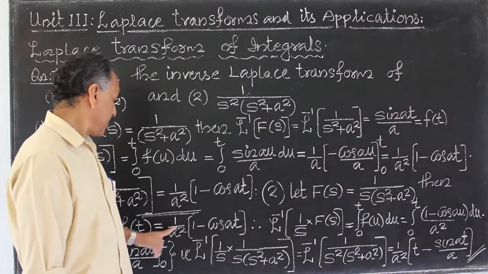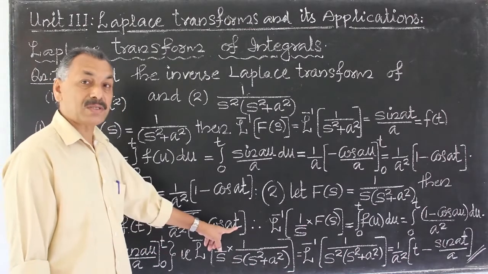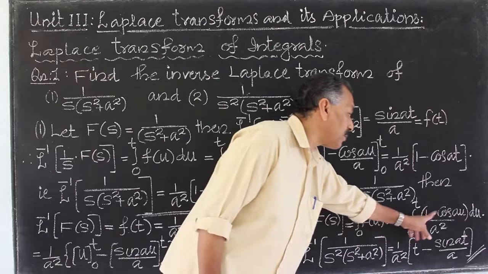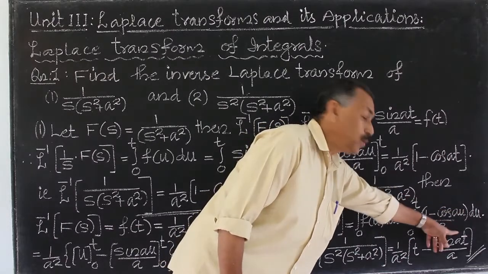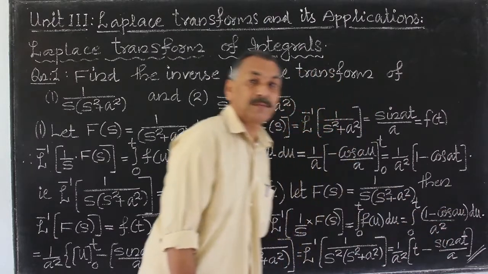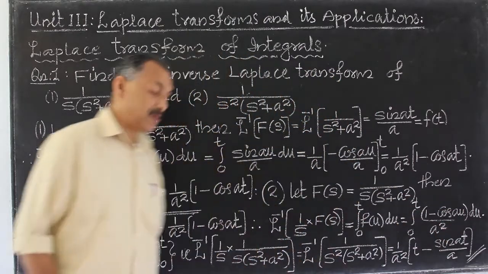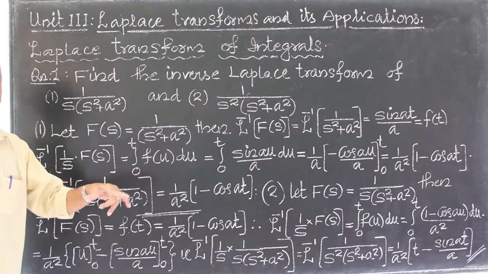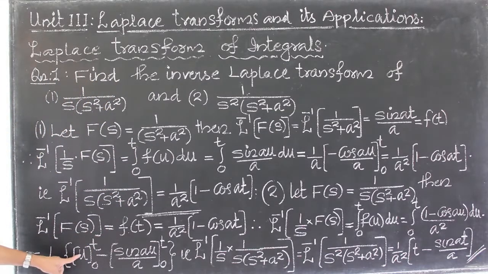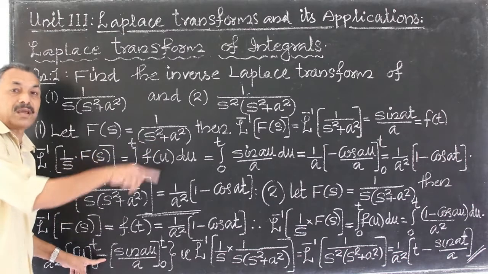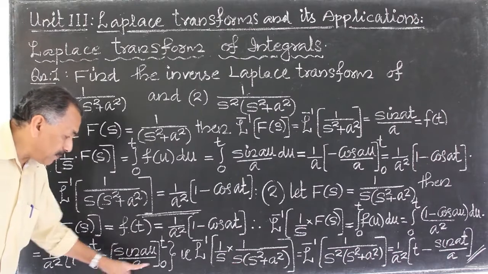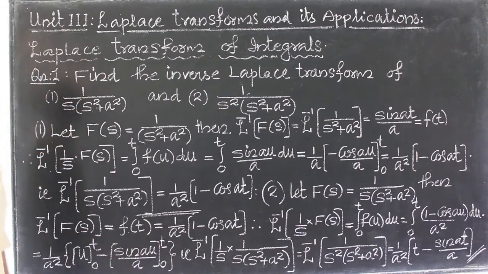What is f of t? 1 by a square into 1 minus cos at. That is equal to the integral from 0 to t of (1 minus cos au) by a square into du. And then 1 by a square outside. That is equal to 1 by a square into the integral of 1 du, that is u between the limits 0 to t, minus the integral of cos au, which is sin au by a, between the limits 0 to t.